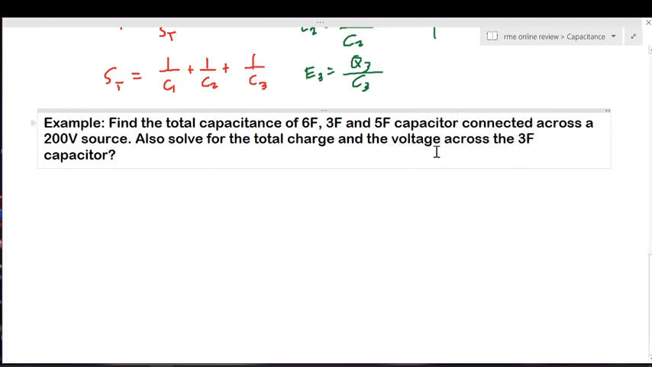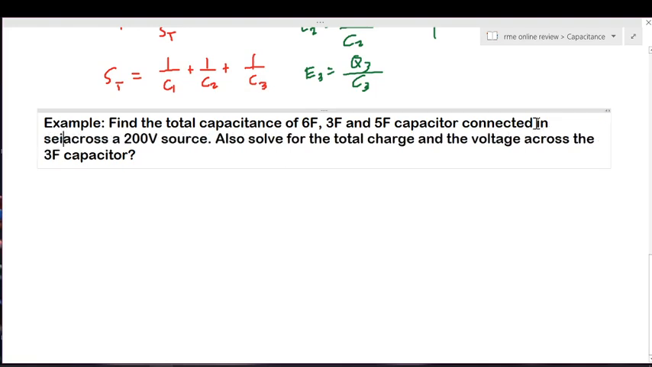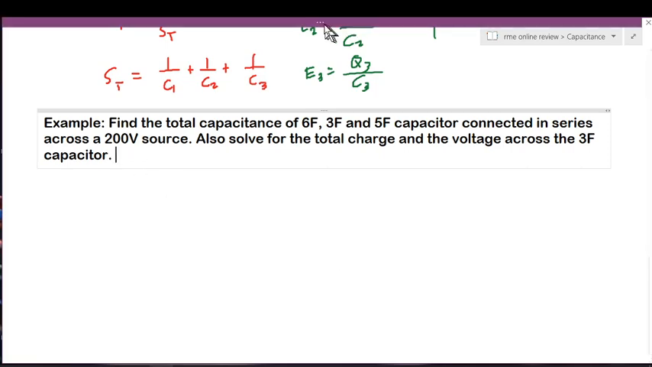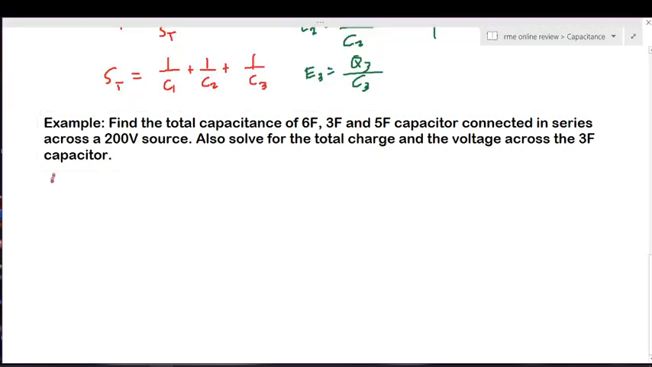We have here: find the total capacitance of 6 farad, 3 farad, and 5 farad capacitors connected in series across a 200 volt source. Also solve for the total charge and the voltage across the 3 farad capacitor. Okay, so solution.